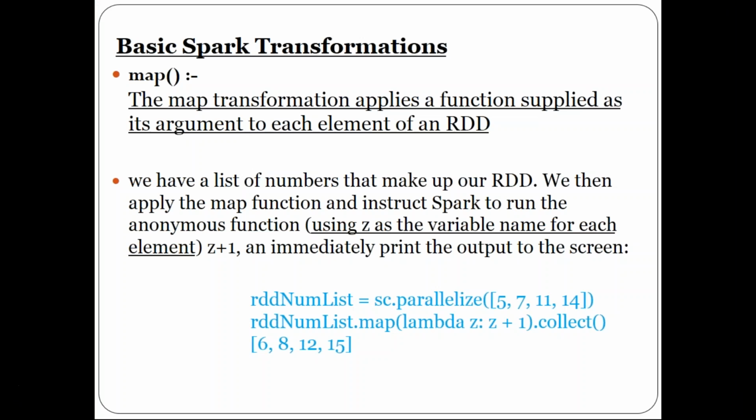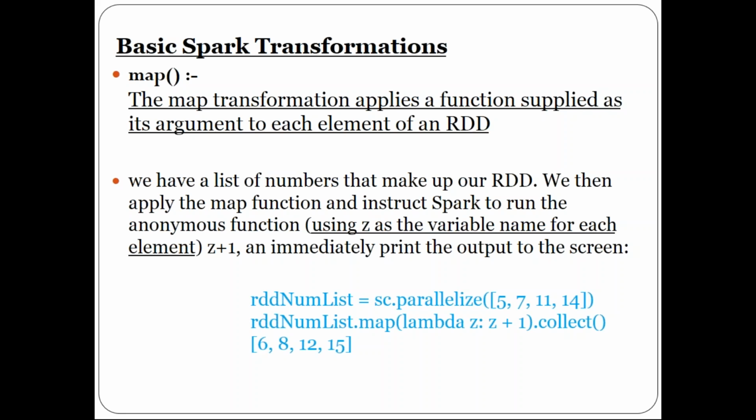Okay, let me go back to my slide. Guys, map is very simple. When you use Google Maps, you go from one place to another place. Like that. In Spark, the map transformation just applies a function supplied as its argument to each element in the RDD. Once again, your map is a transformation that is applying a function, and this function is supplied as an argument to each element.